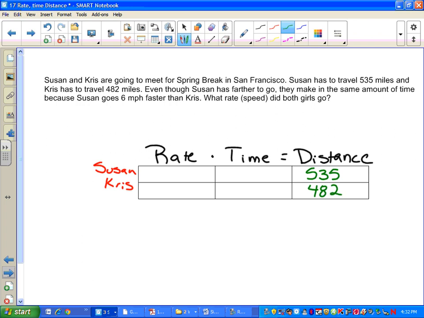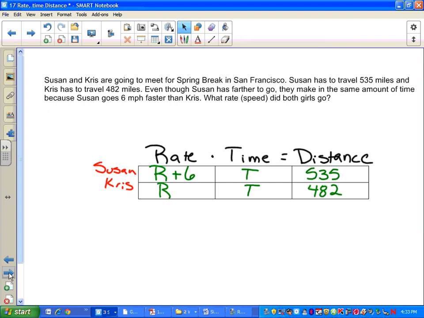Even though Susan has farther to go, they make it in the same time. So I'm going to put a T. I don't know what that time is, but I know it's the same. So I'm going to put a T in both of those. Because Susan has to go faster, 6 miles an hour, Susan's rate must be 6 more than Chris's. So we'll make Susan's R plus 6 and Chris's R.